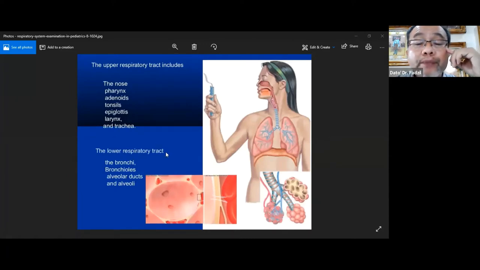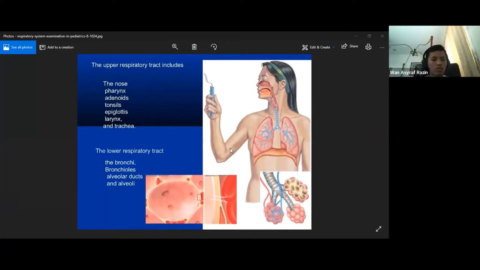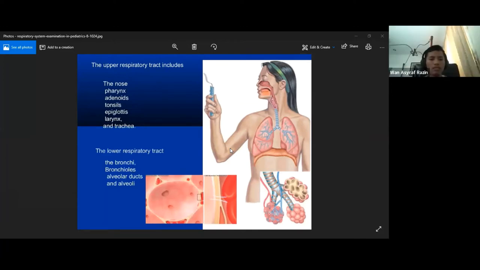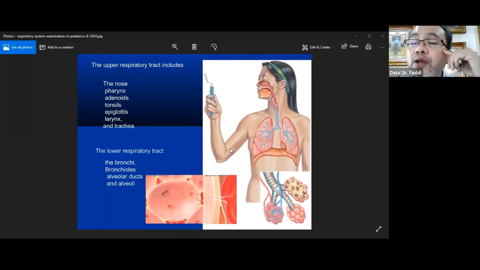So there are upper and lower airways. Do you know where the upper is and where the lower is? The dividing point is your tracheal inlet, where your trachea goes into your thoracic cavity. Anything above it is the upper airway, and anything below it is considered the lower airway.